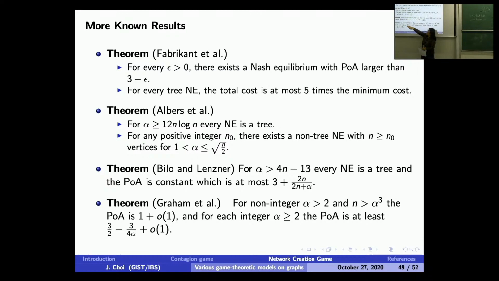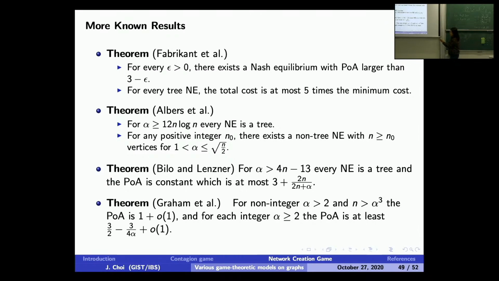And then you can recognize the group of people. They are the graph theorists that we all know. For non-integer alpha bigger than 2, when n is bigger than alpha cubed, the price of anarchy is asymptotically 1 plus little o of 1. So for this large portion, this is almost the same as just the optimal case, right? And then for integer values of alpha, at least 2, the price of anarchy has a lower bound. So it cannot be just 1, but slightly bigger than 1.